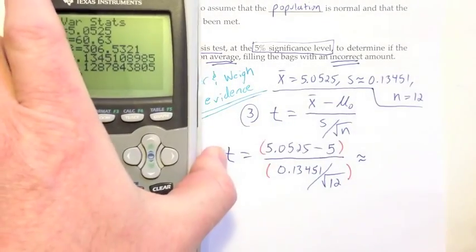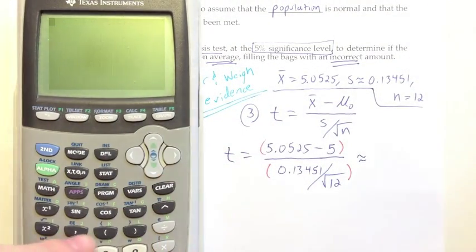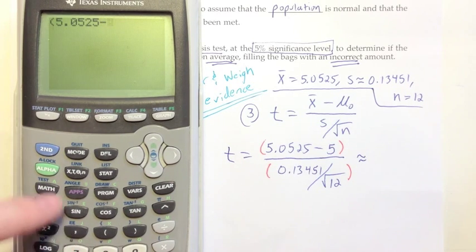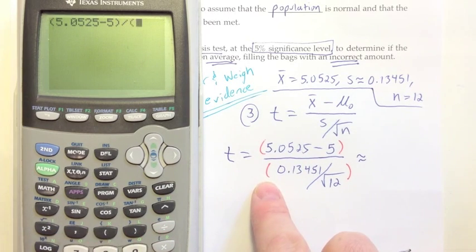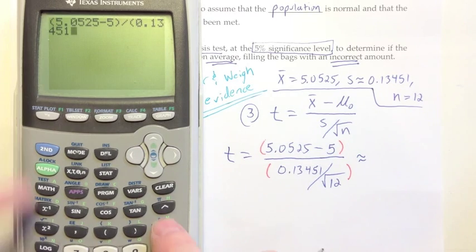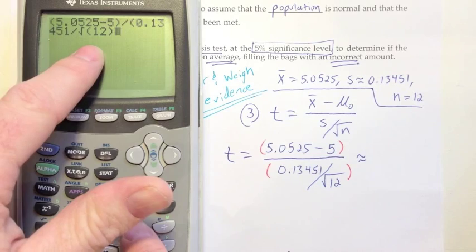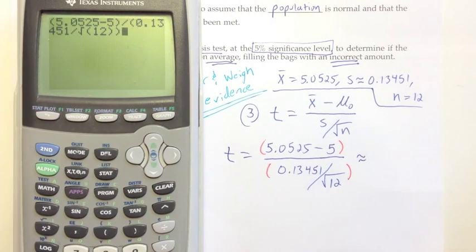So let me go ahead and bring that back in. In the numerator, we want 5.0525 minus the claim mean of 5, divided by, and then open the parentheses again, 0.13451 divided by the square root of 12. Close the parentheses once for the square root and once for the denominator.